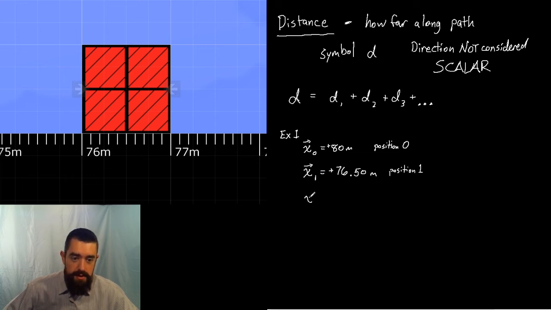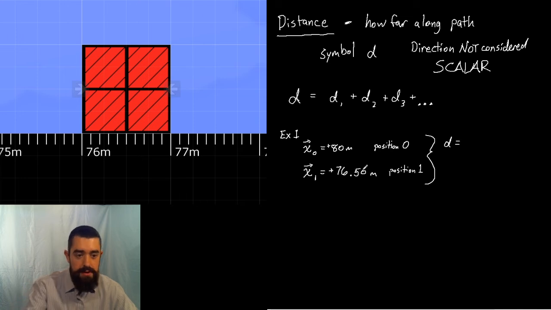And then let's define another position. Oh, sorry. Before we do that, let's figure out what the distance was between these two. So between these two positions, what was the distance traveled? Well, that would be how far is it from 80 meters to 76.5 meters. So I would be subtracting there. So that's how far we would get, the difference between the two. So 76.5 minus 80, or I could do it the other way around. See, the negative is not going to matter because this is a scalar quantity. The direction is not considered.